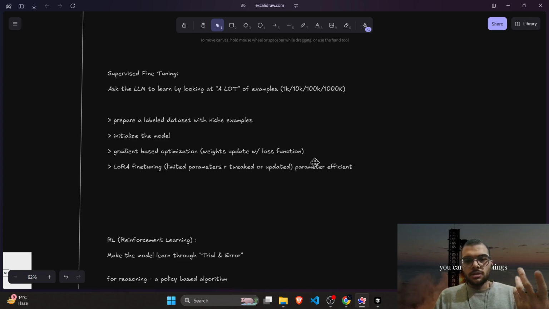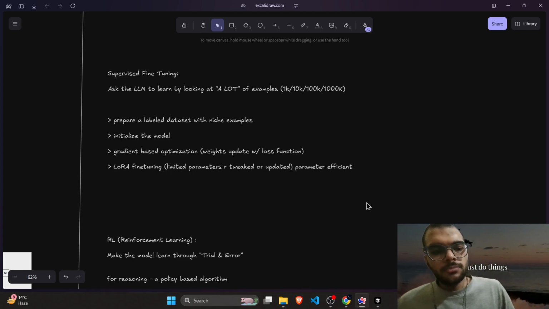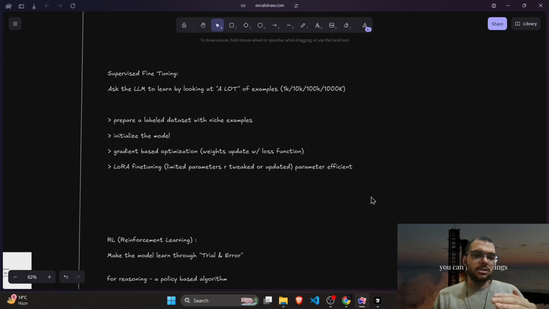Then you calculate the loss with the help of backpropagation, and LoRa fine tuning is also not something you're doing to optimize anything. These are just the basic steps of supervised fine tuning. The whole engineering would be in the dataset prep.